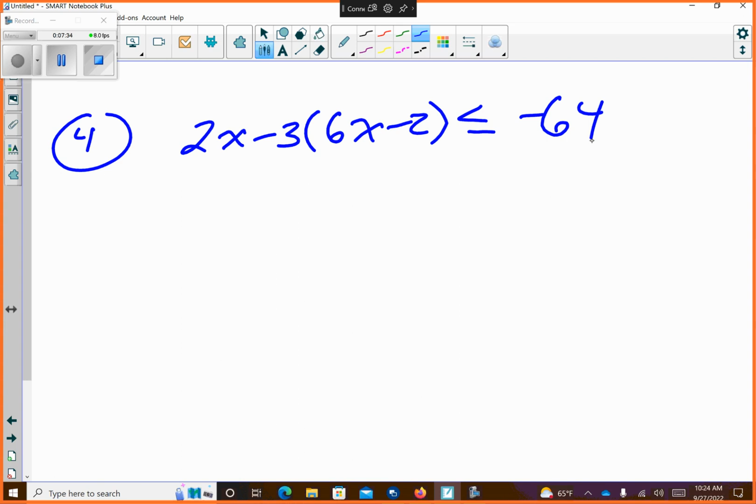All right. My friends, what should I do with this -3? Distribute it over the parentheses. Very good. Thank you. So I get 2x. -3 times 6x is -18x. -3 times -2 is +6. It's less than or equal to -64. Okay? Like terms?